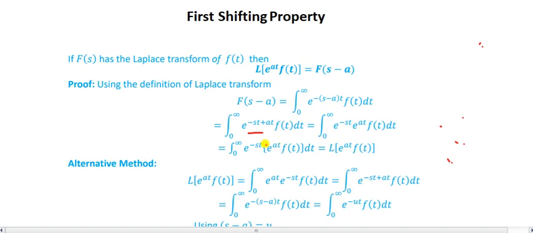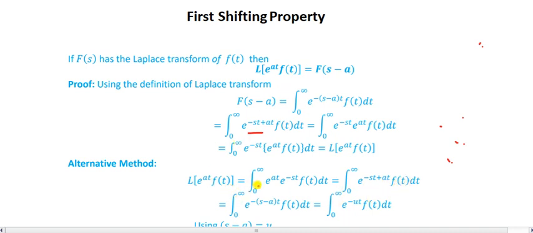If we consider this whole e to the power at f of t as just one function, then it is quite similar to the Laplace transform formula, which is 0 to infinity e to the power minus st f of t dt. So in this case this should be equal to the Laplace transform of e to the power at f of t. So this is another method; from this method also we can proceed.